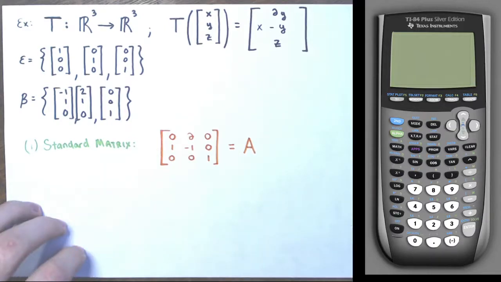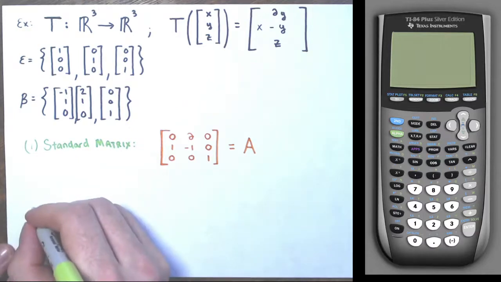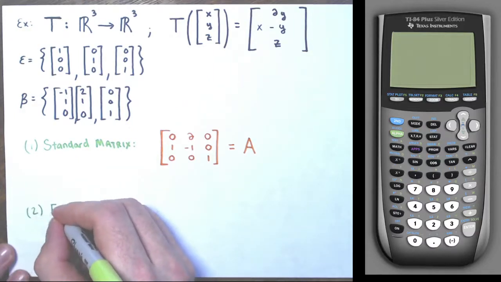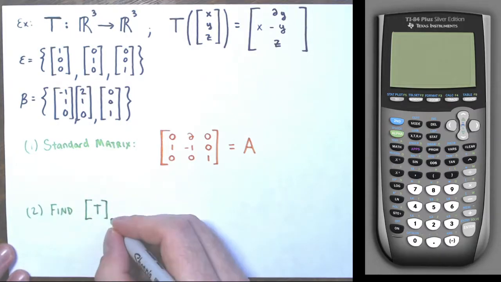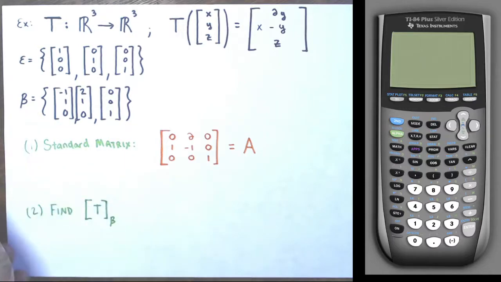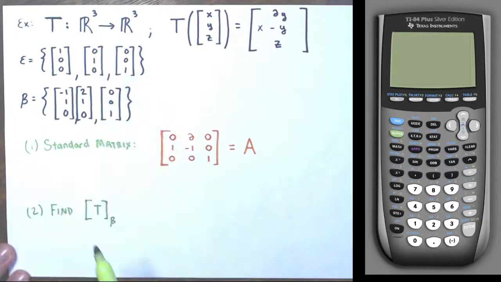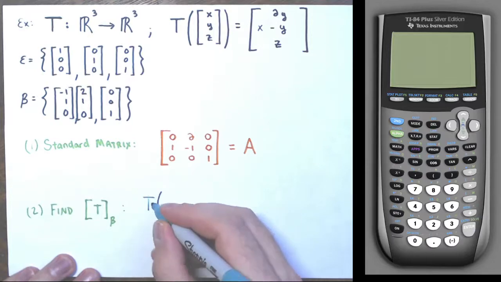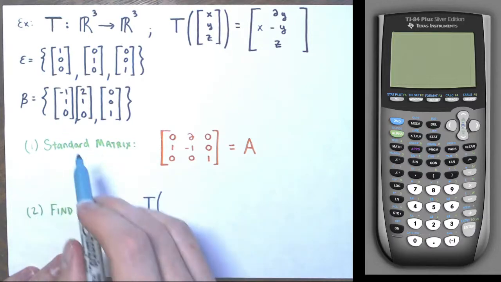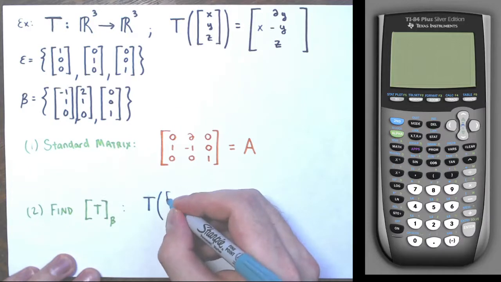The standard matrix. Next, I'm going to find that matrix representation for T relative to this basis B, where I'm looking at basis B on this side, for both the domain and codomain R3. All right, so first I'm going to find the images. What's the image of the first B vector, negative 1, 1, 0, under T?